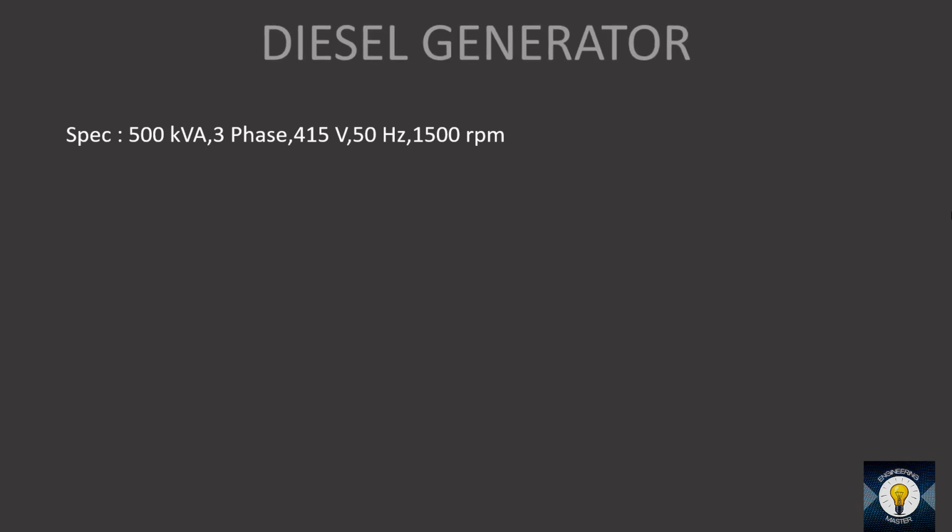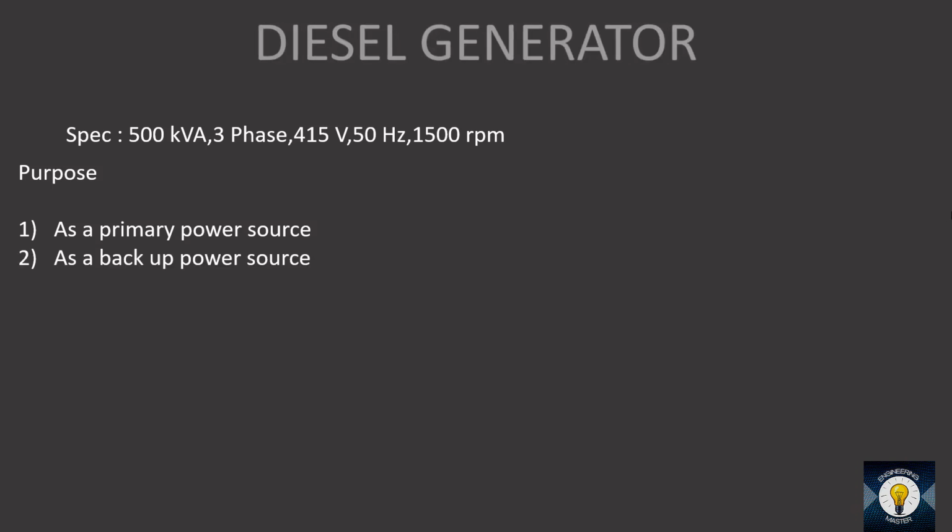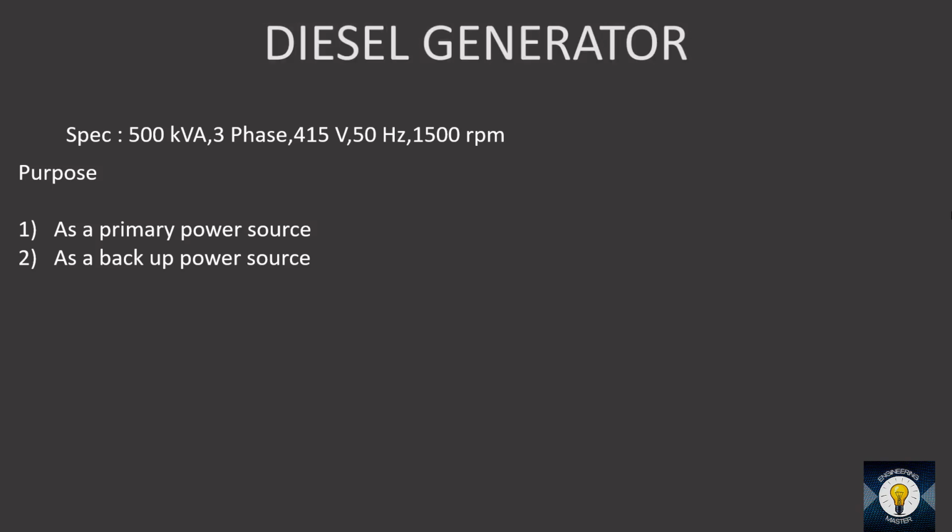So our specs elaborated to 500 kVA, 3-phase, 415 volt, 50 Hz, 1500 RPM. Next one is purpose. Based on the purpose, the generator is divided into two. One is prime generator or as a primary power source. Second one is backup or standby generator or as a backup power source.